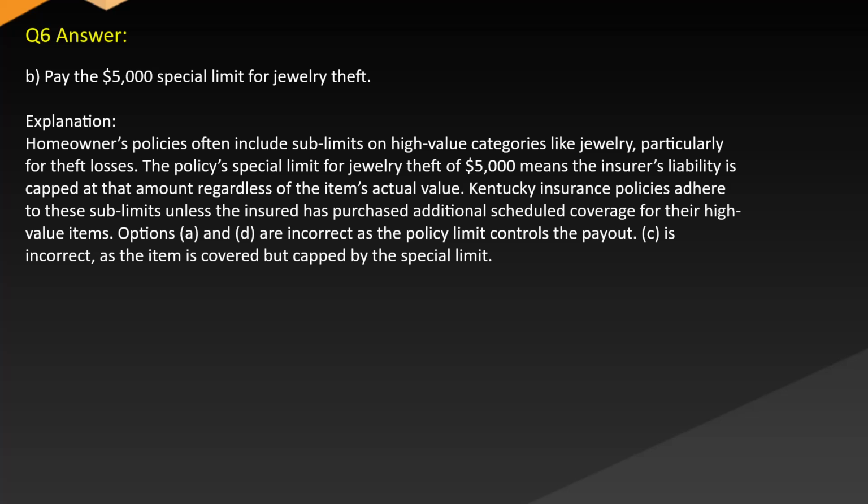Answer. B. Pay the $5,000 special limit for jewelry theft. Explanation. Homeowners' policies often include sublimits on high-value categories like jewelry, particularly for theft losses. The policy's special limit for jewelry theft of $5,000 means the insurer's liability is capped at that amount regardless of the item's actual value. Kentucky insurance policies adhere to these sublimits unless the insured has purchased additional scheduled coverage for their high-value items. Options A and D are incorrect as the policy limit controls the payout. C is incorrect as the item is covered but capped by the special limit.